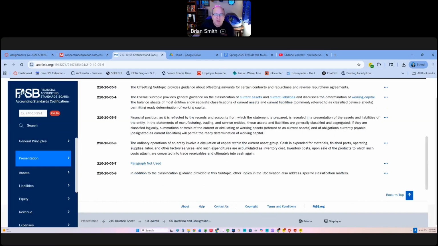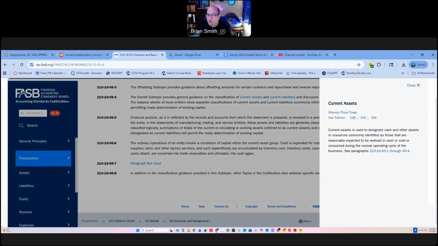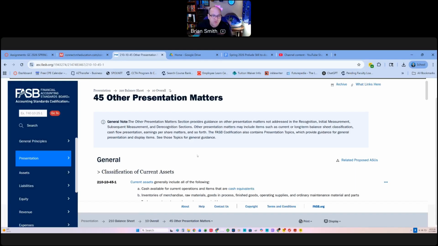But anyway, a lot of this is just kind of talking about stuff, but it says here, I just noticed this: the overall subtopic provides general guidance on the classification of current assets and current liabilities. Perfect. That's what we want to look for, current assets. Let's see if we can find something in here. We're in 210. It says see these paragraphs. So let's click on that and see if that helps us.